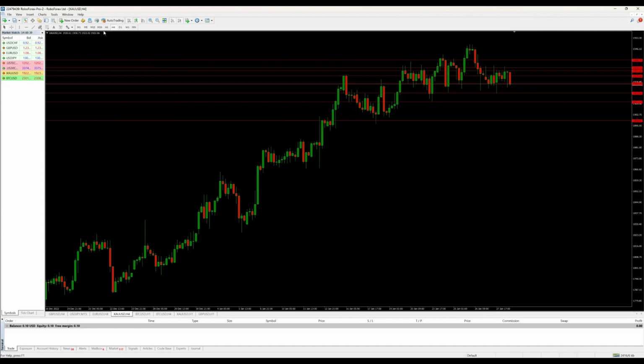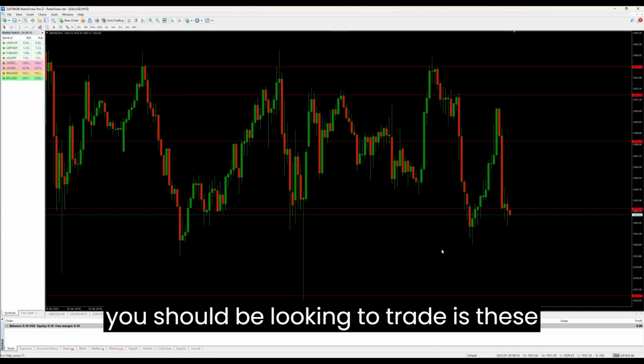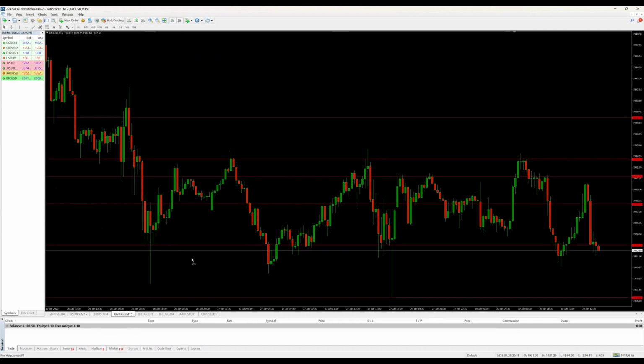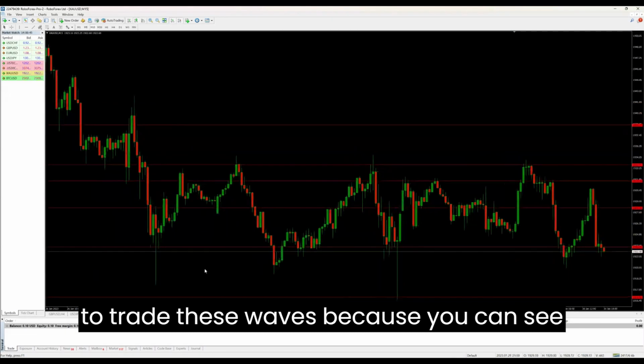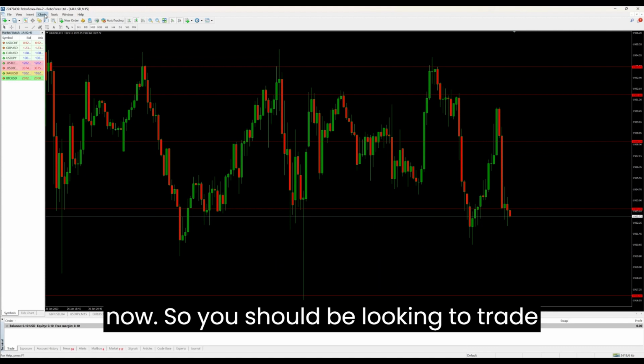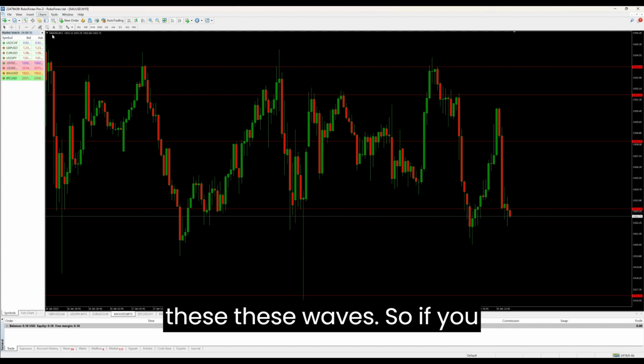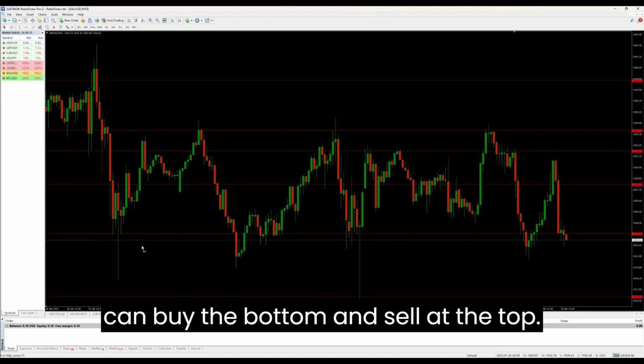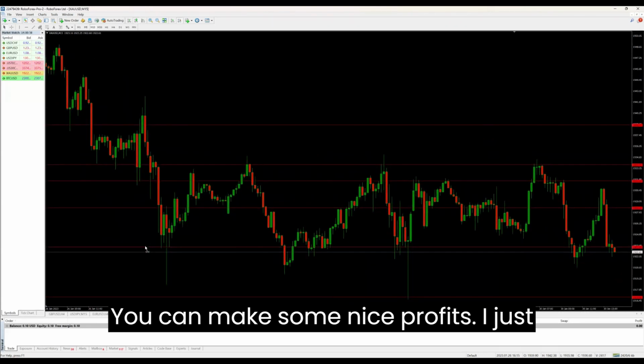But what you should be looking to trade is these waves, because you can see we've been here for some days now. So you should be looking to trade these waves. If you can buy the bottom and sell the top, you can make some nice profit.